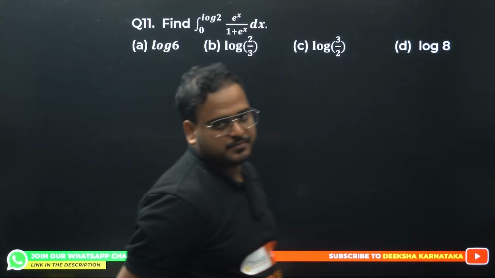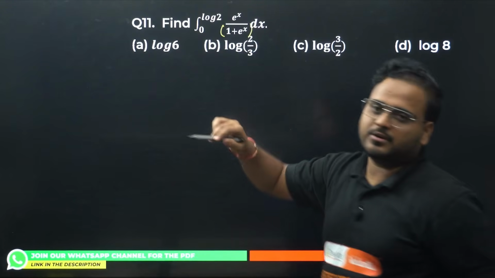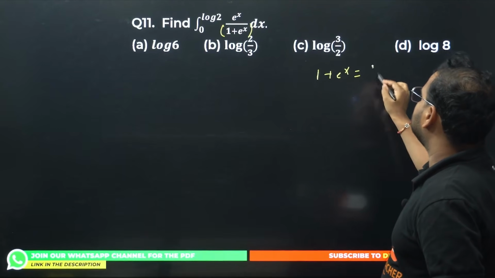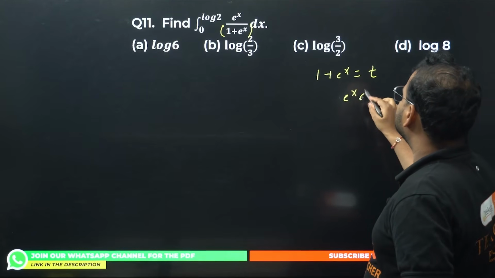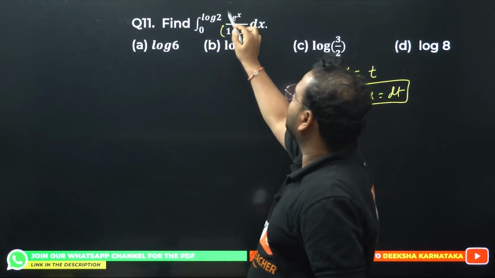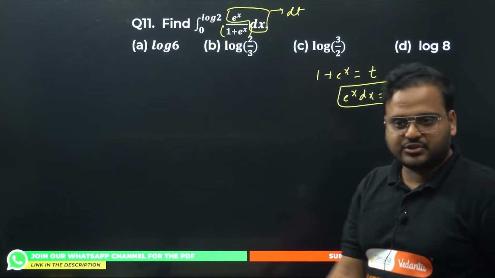This is a very simple question, okay? Have a look. I have 1 plus e power x over here. Of course, that is my substitution, right? 1 plus e power x as t. Differentiate. You will have e power x dx as dt. This whole thing in the numerator is what? Is dt.